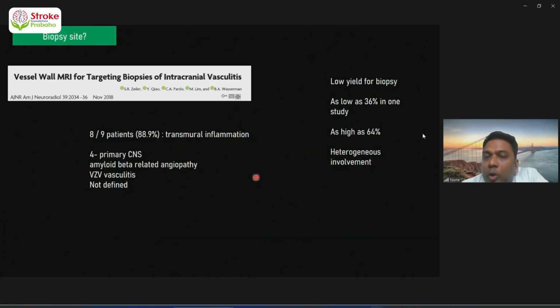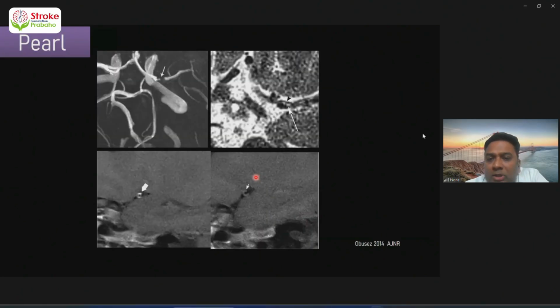But if you do a whole brain vessel wall imaging and target your biopsy, then the chance in this particular study was a 90% yield rate. So certainly for biopsies, it may be helpful. So one of the things that I really want to emphasize is this.